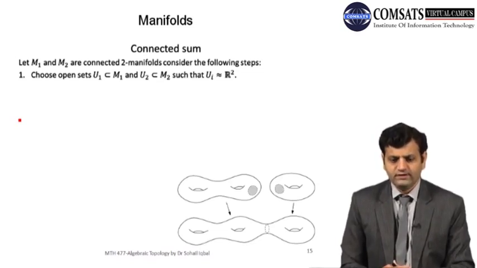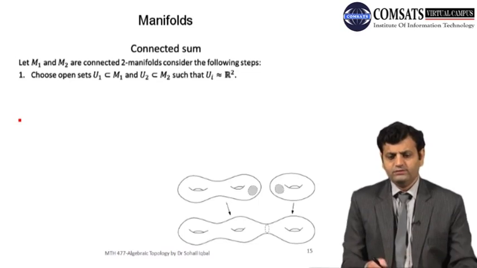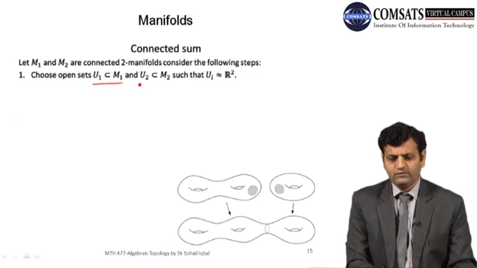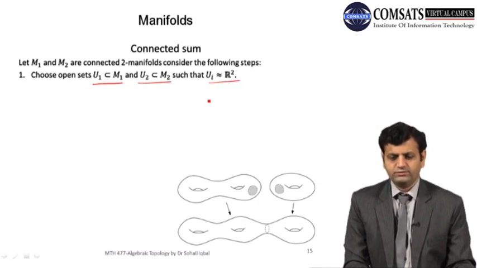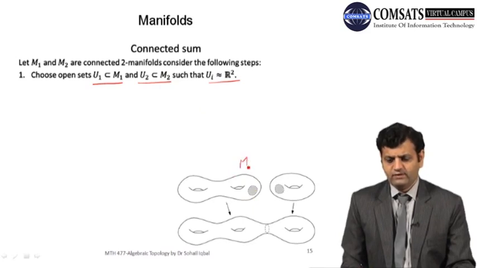There are several steps for this procedure. In the first step you have two manifolds, let's call them M1 and M2. Now we choose two subsets of M1 and M2, and each subset is homeomorphic to R2. So for example, in this diagram you have M1 over here and M2 over here. Let's choose this U1 and let's choose this to be U2.